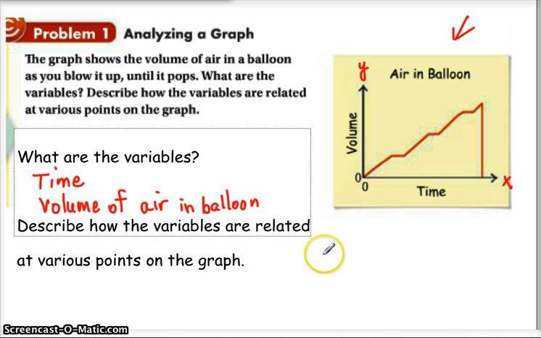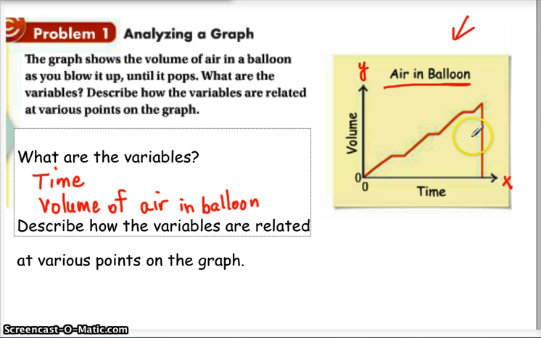Describe how the variables are related at various points on the graph. Okay, I'm going to help you with this one. How can we analyze this graph? First thing you always do is start off, read the title. Okay, this whole graph has to do with the air in a balloon. And then the next thing you do is you look at the axes. As time is increasing, volume is increasing. So let's think about what this line actually means.